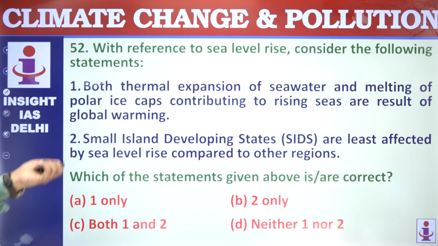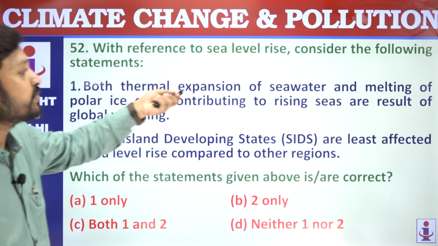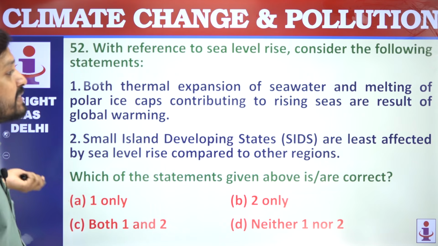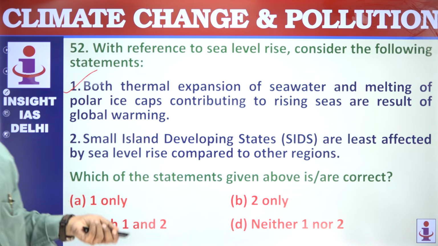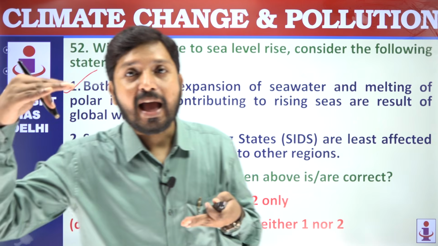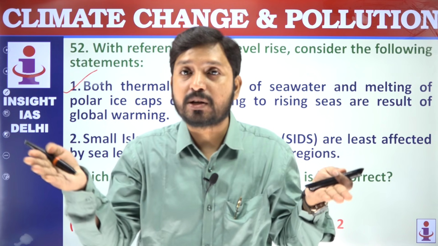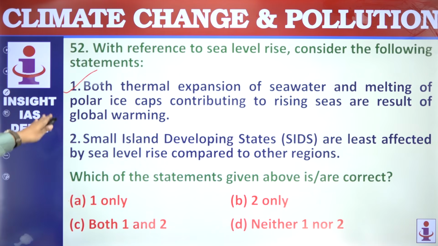So next one, with reference to sea level rise, consider the following statements. Both thermal expansion of seawater and melting of polar ice caps contribute to rising sea level as a result of global warming. Okay, because of global warming, not just ice is melting and adding to sea level rise, but thermal expansion of water is also taking place, which is contributing to the rise of global sea level. Okay, so this is the right statement.